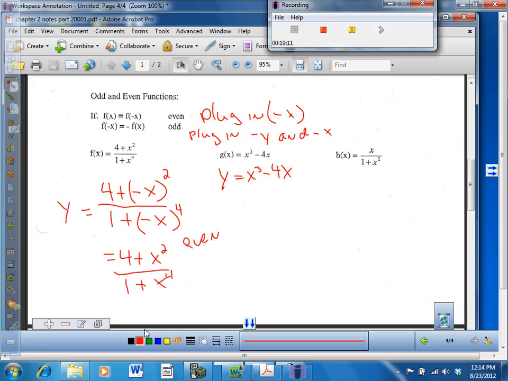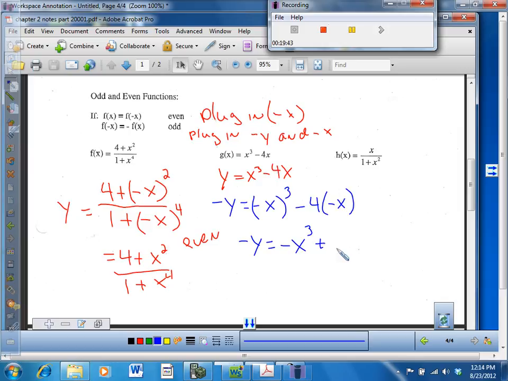And then what I'm going to do, I'm going to change colors to show you. And so I'm going to plug in a negative y for this y. And I'm going to plug in a negative x for this x. Okay? And then when I simplify this, I get negative y. What happens when I cube something with a negative? It's still negative x cubed.